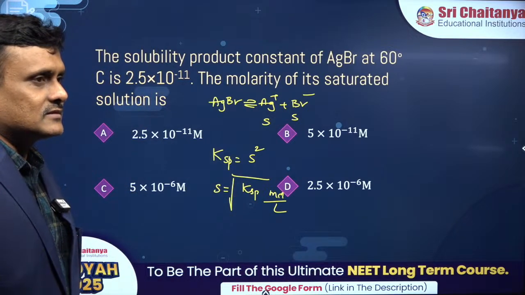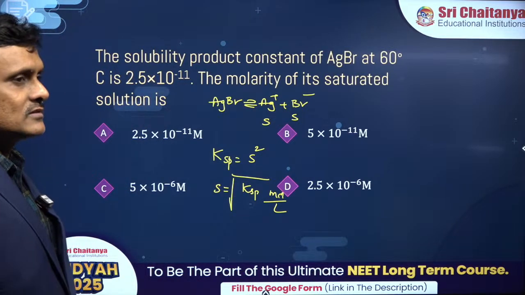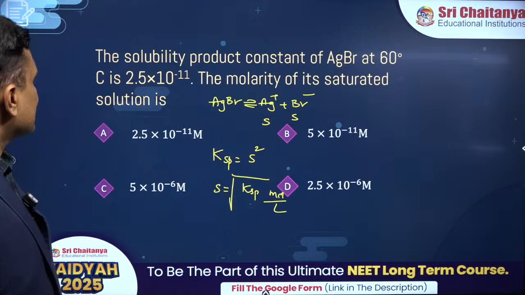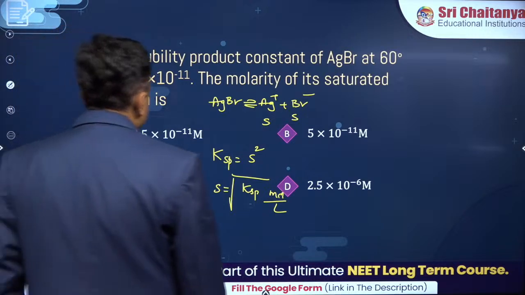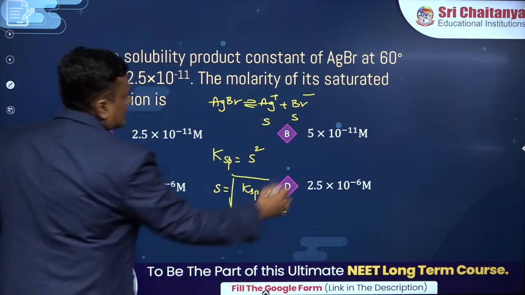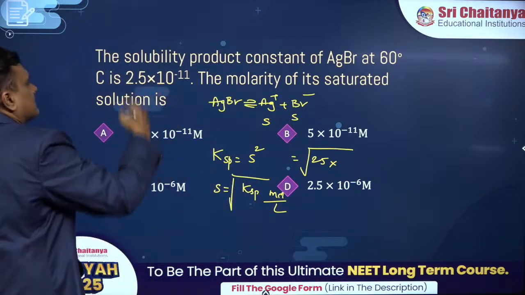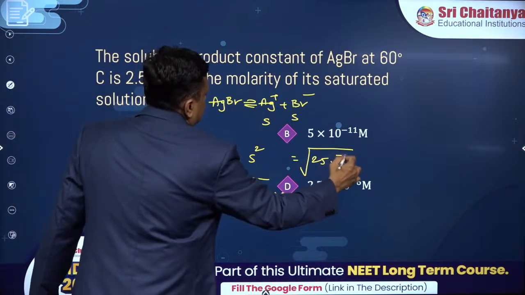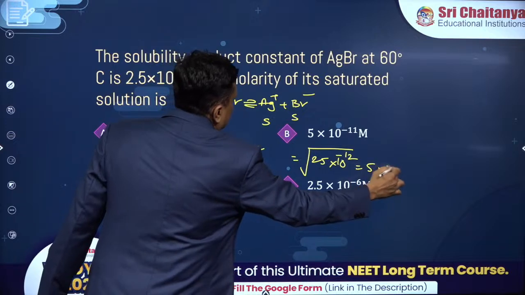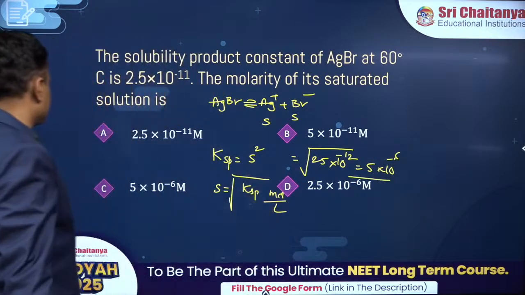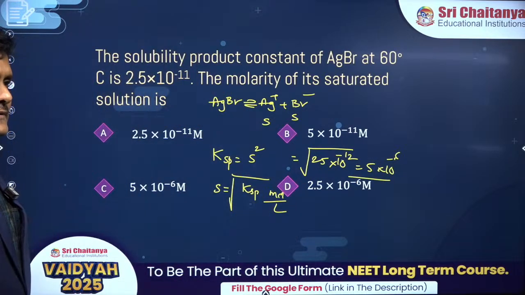Priya gave the answer tens of times. She says 4, 3. Which one is your right answer? Then you tell me the right answer, isn't it? You can see, you can write this as what? Square root of 25 into 10 to the power minus 12. So 5 into 10 to the power minus 6 is the molarity. You got it right perfectly, all right, Priya.